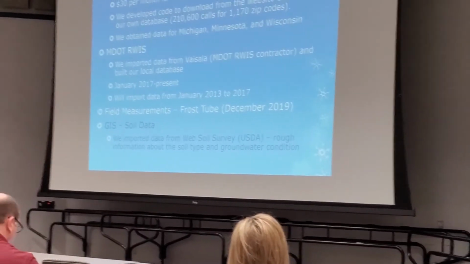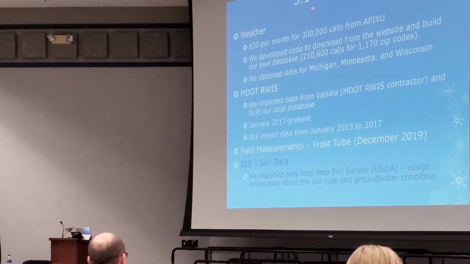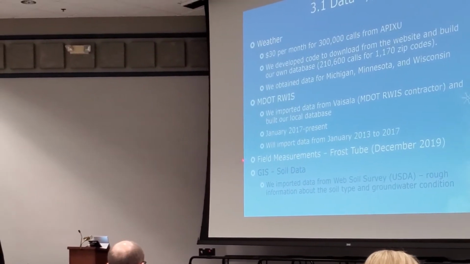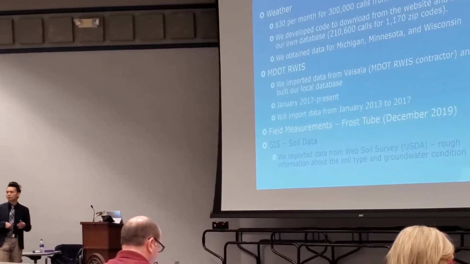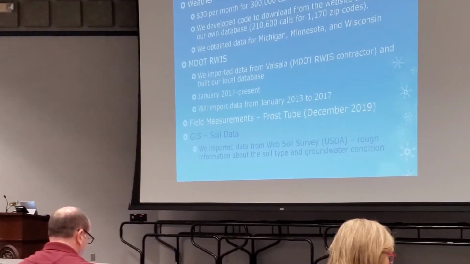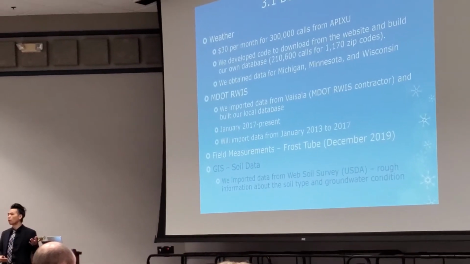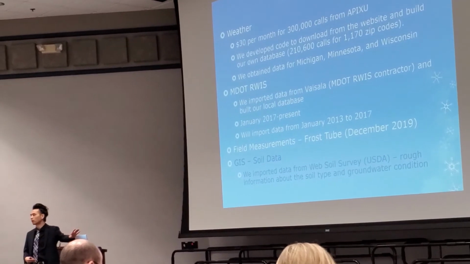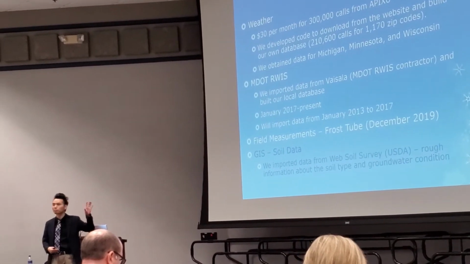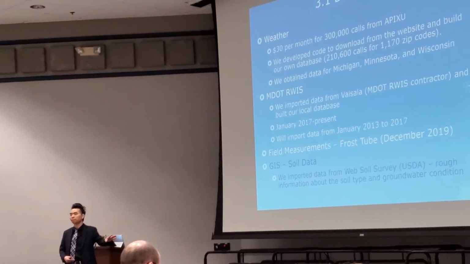So first, types of data. We have four major types. One is weather data. This one can be obtained from any weather website. But usually, if you just get it for one site, one request, doing it manually, it's free. But if you want to pull in a lot of data and make a lot of requests, usually you need to pay money.